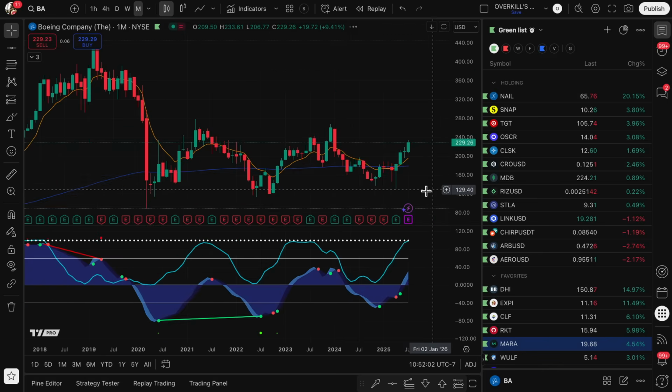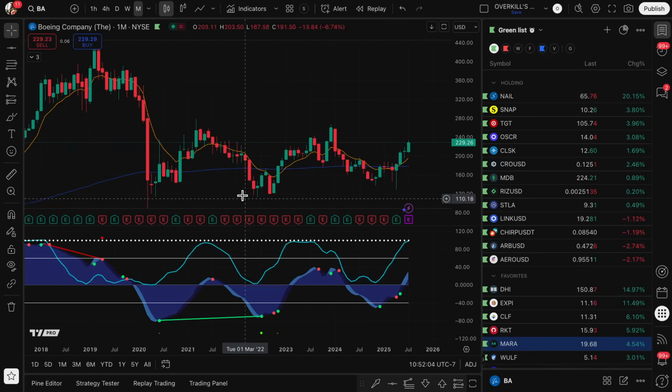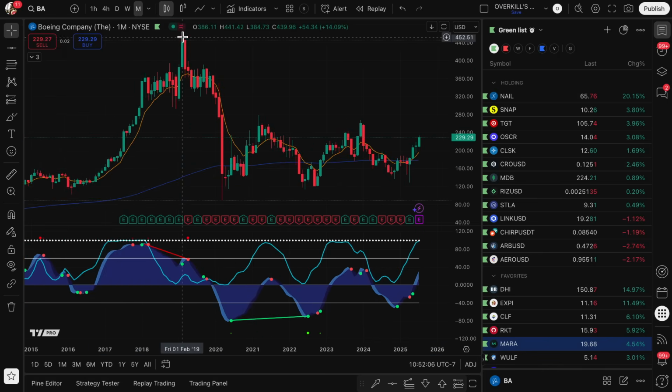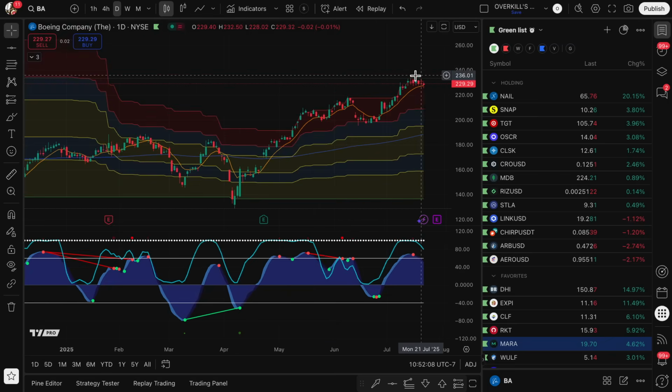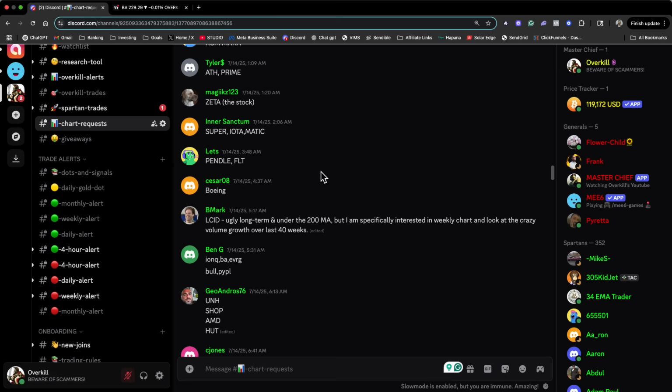So you can see that the stochastic is touching the white dotted line. So unless it does something like this, I would be looking to take some off the table here and look for a retracement.